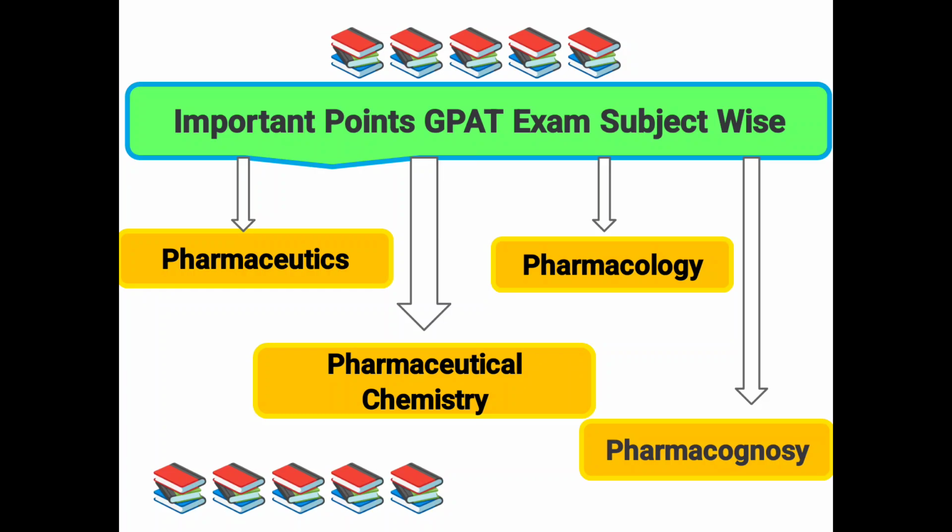The GPAT examination syllabus specially asks questions as follows: pharmaceutics 38, pharmaceutical chemistry 38, pharmacology 28, pharmacognosy 10 and other 11. So the total is 125 questions, 500 marks. Also, negative marking is applicable.